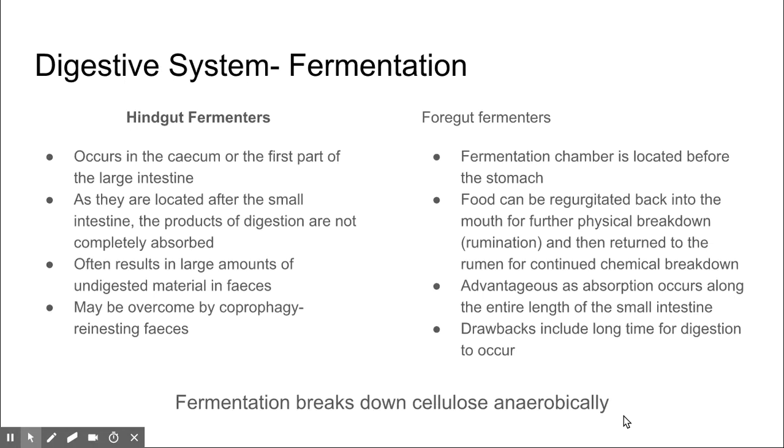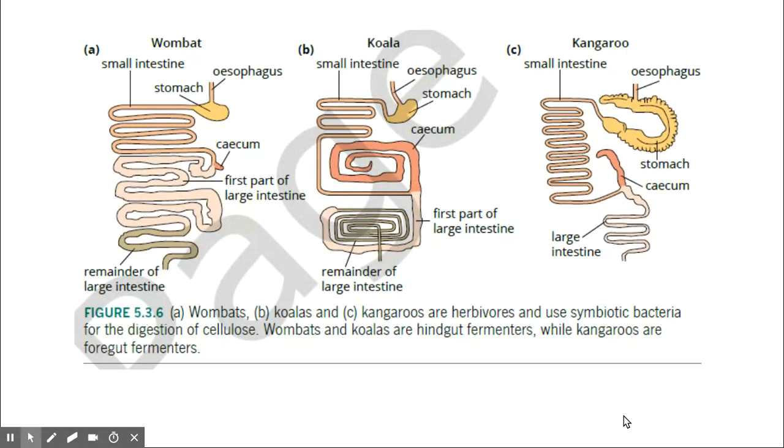One way animals overcome this is by coprophagy, which is reingesting their feces, often done by rabbits. On the flip side, we have foregut fermenters, in which the fermentation chamber is located just before the stomach. This allows the food to be regurgitated, as we know cows ruminate, which allows the food to break down further physically, and then it returns to the rumen for chemical breakdown. This is advantageous as absorption can occur along the entire length of the small intestine. However, it does take a long time for the digestion to occur.